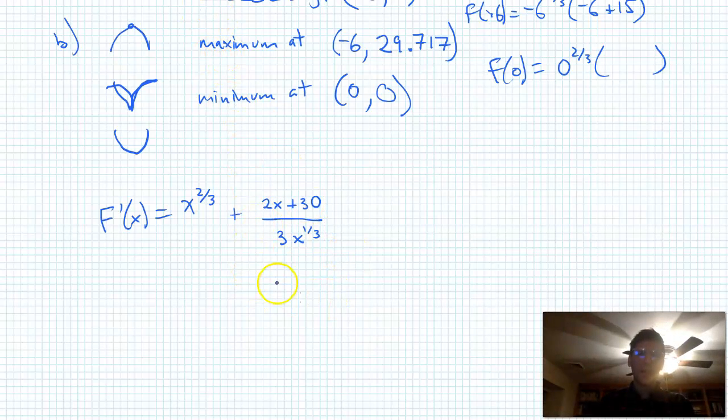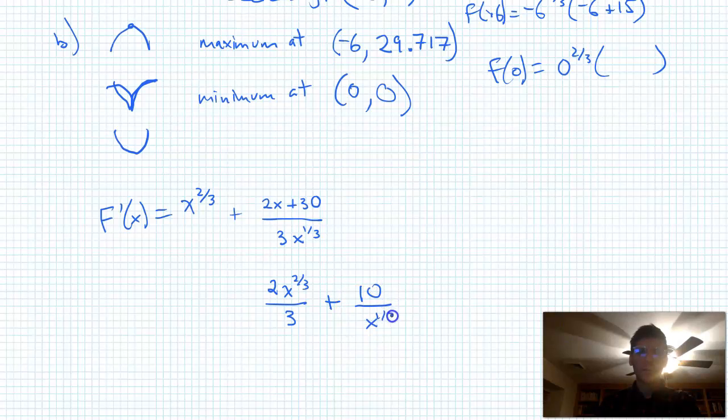Check this out, watch what's going to happen here. If I go ahead and just divide both of these, this would become 2x to the 2/3 over 3 plus 10 over x to the 1/3, and I have x to the 2/3 plus this.